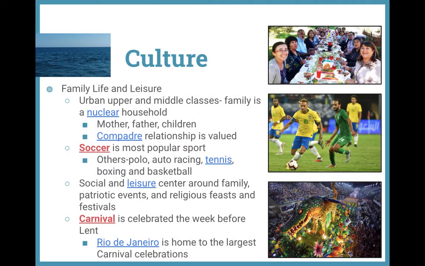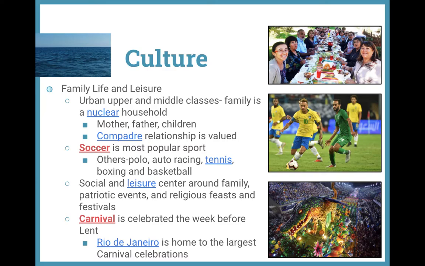Family life and leisure. In the urban upper and middle classes, the family is a nuclear household, so that means mom, dad, and kids all live together. They do value the compadre relationship, the godparents that we've talked about. Soccer is definitely the most popular sport in South America, but others are also popular: polo, auto racing, tennis, boxing, and basketball.